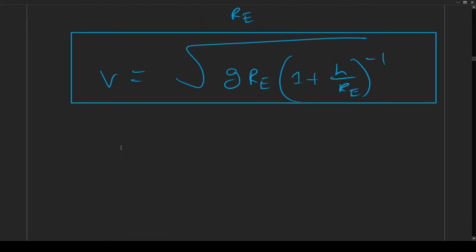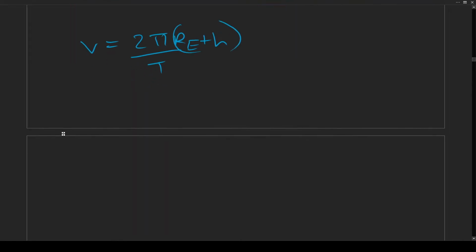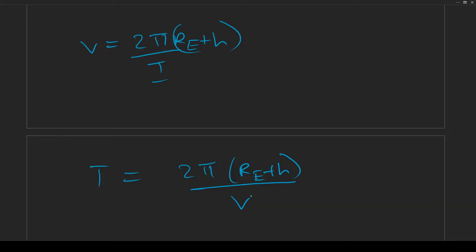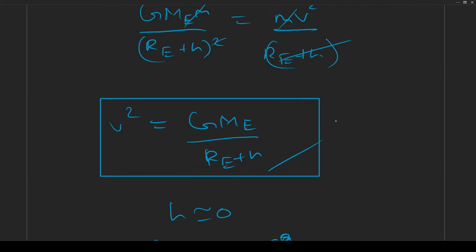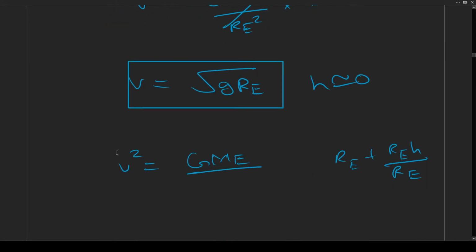Now let's calculate time period. We know that V equals 2 pi r by time period, or in this case it is 2 pi RE plus h. This is the time period. So time period is equal to 2 pi RE plus h by v. The v value we know, we will use this equation, v which is equal to root of GME by RE plus h.